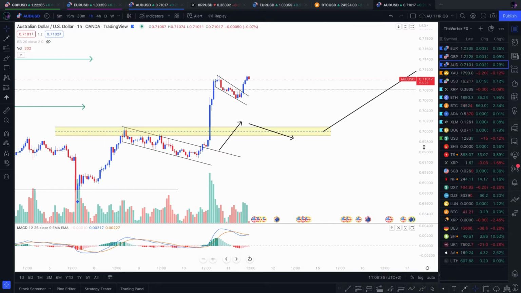I am the Vortex Trader, and today we are back on AUD USD in the 1 hour chart. We have a flag or a potential double top. Let's get into it.